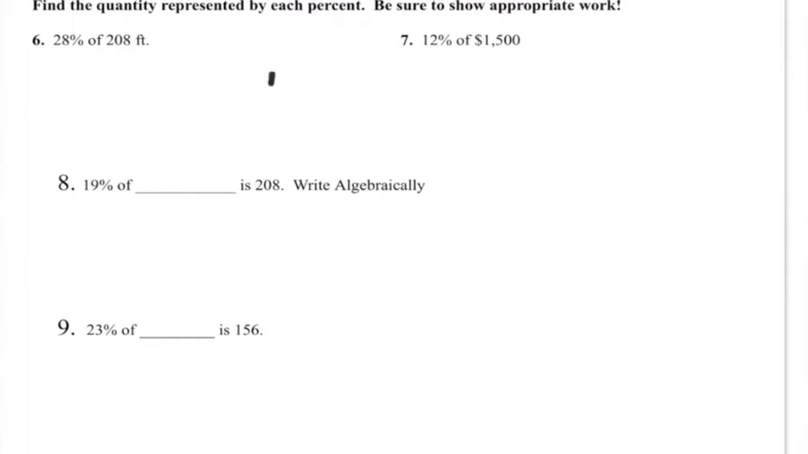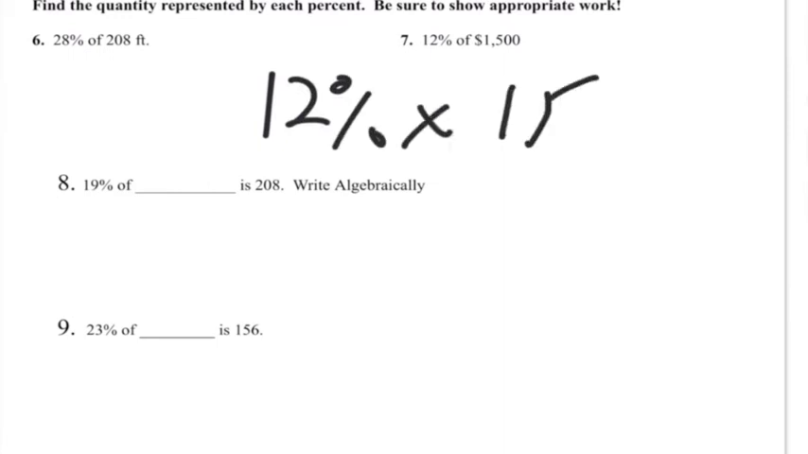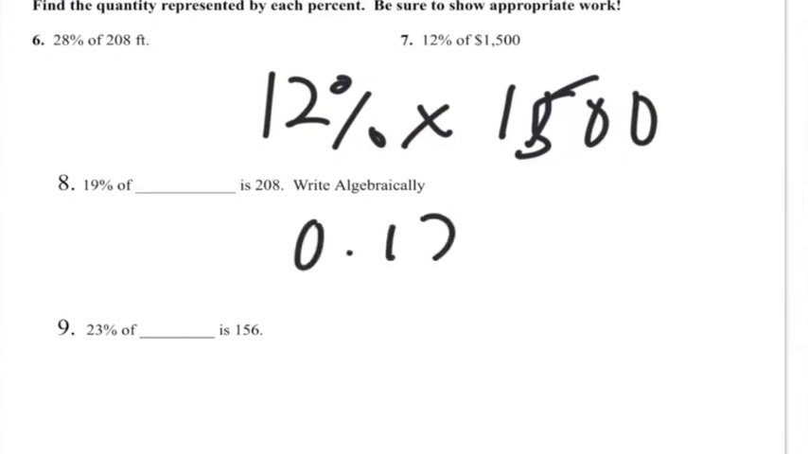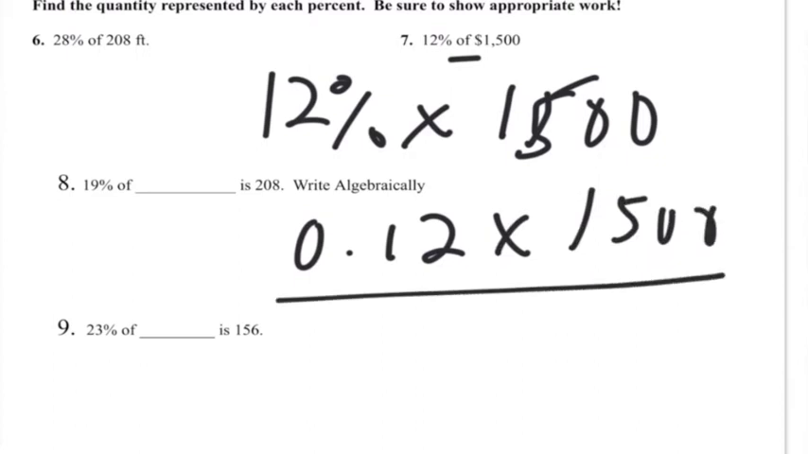is 12% times 1,500. So again, I like to do 0.12 times 1,500, and that's the equation you really should have. Use your calculator, times 1,500, and I get 180. So it's $180.